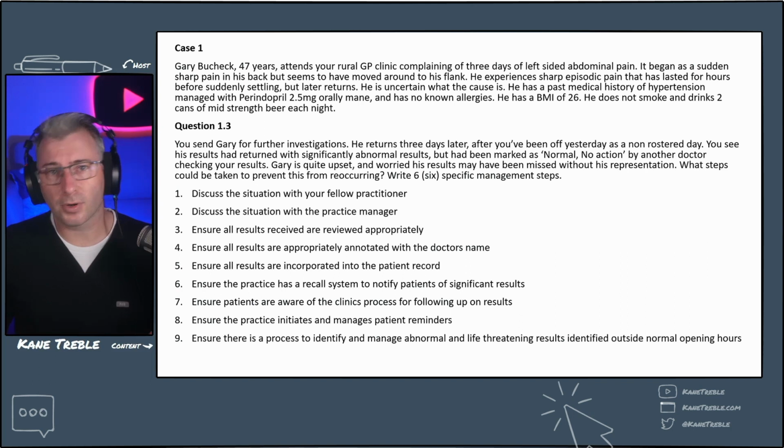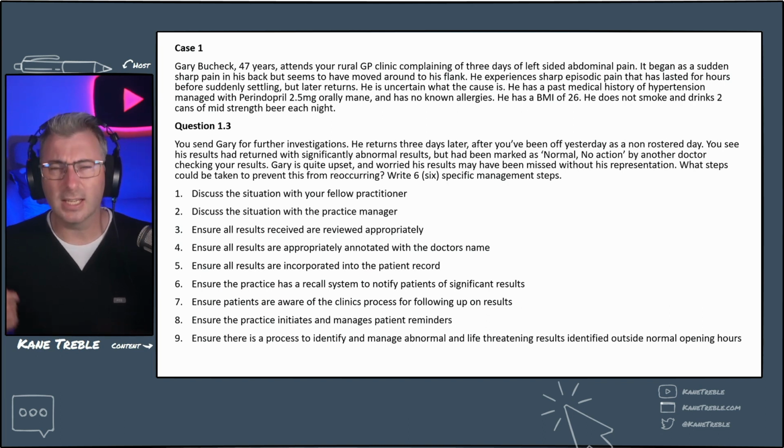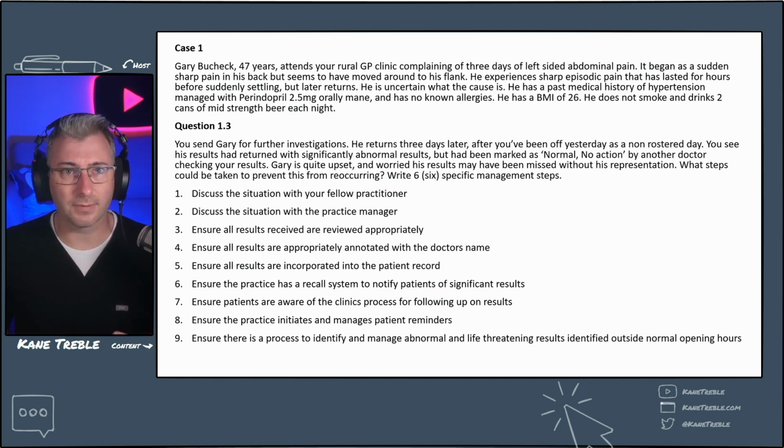And, of course, a process to identify and manage abnormal and life-threatening results identified outside of normal opening hours. So this isn't necessarily that if a result comes in at 2 a.m., someone's able to action it. In reality, if a result is that abnormal, then the lab itself should be contacting the doctors involved. More likely, it's going to be something that's less severe but might be faxed through to the clinic at 2 a.m. Is there a process in the clinic for someone when they first get in to be checking those things and highlighting the results to an appropriate physician or doctor to be actioning further?